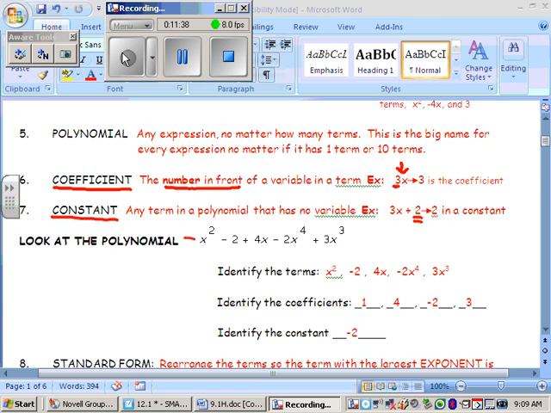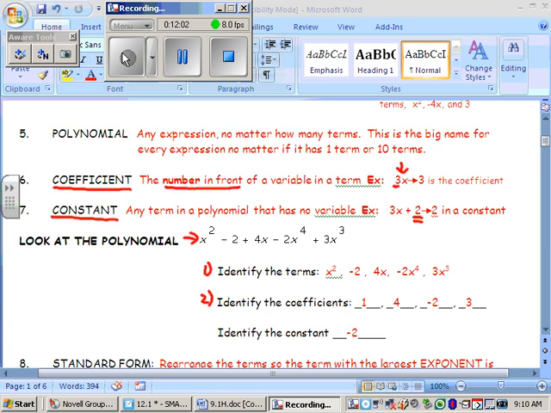Now let's look below at this polynomial. X squared minus 2 plus 4x minus 2x to the fourth plus 3x cubed. There are three things we're going to do with this polynomial. Number one, we're going to identify the terms, which you can see I've done in red. So I've just simply separated each of the terms out. So you can see that there are 5 terms.